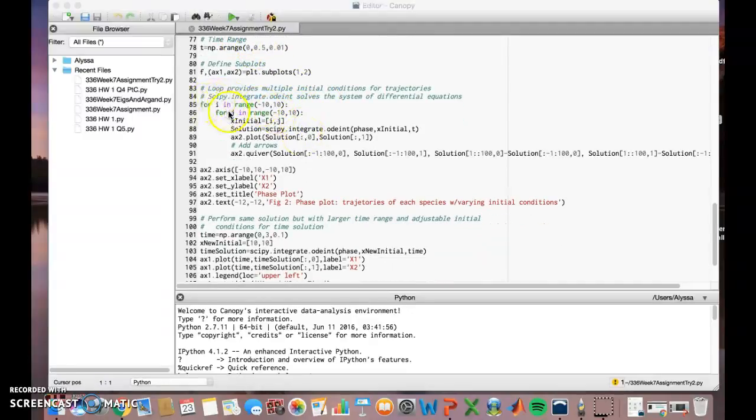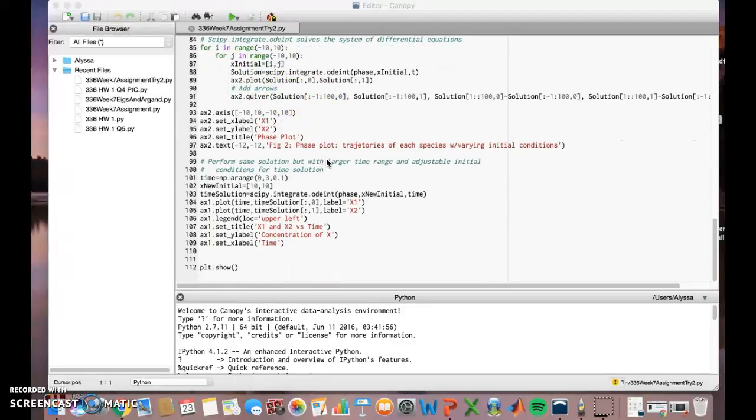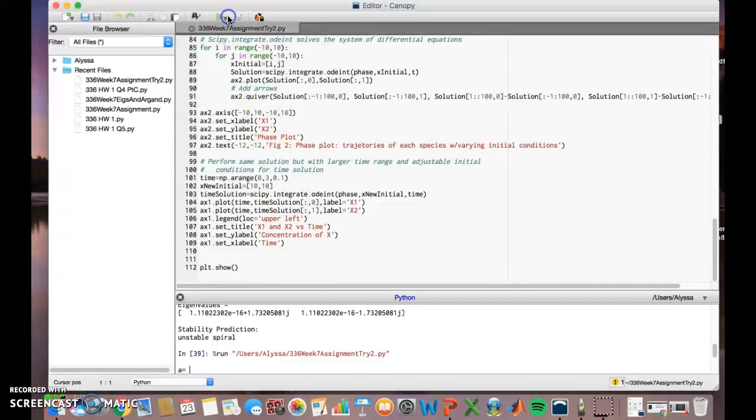And here I have 2 for loops. These for loops are changing our initial conditions of both x's every time we loop through this. So we're going to get a lot of different initial conditions. We're going to basically solve those 2 differential equations, and then we're going to plot those 2 solutions against each other. And then I'm also going to take those same solutions and plot them against time as well, but I can give those their own independent time range and initial conditions to kind of see what happens. So let's just go ahead and run a quick test of this code.